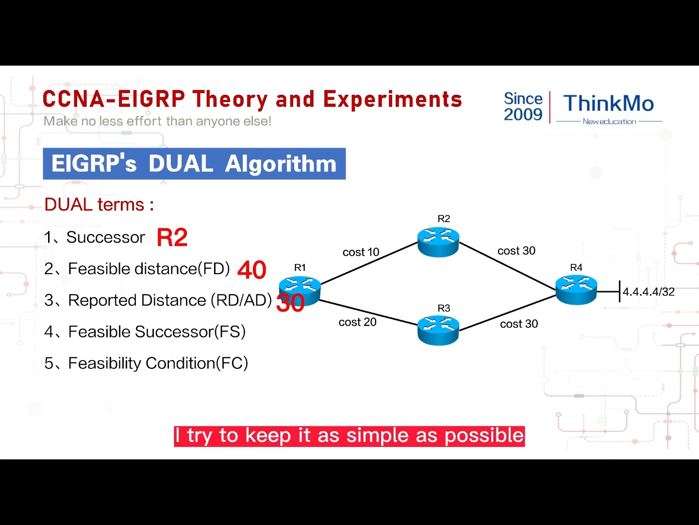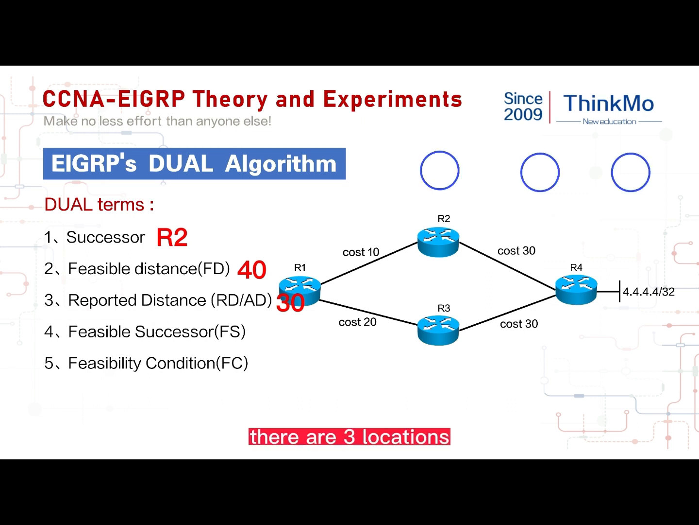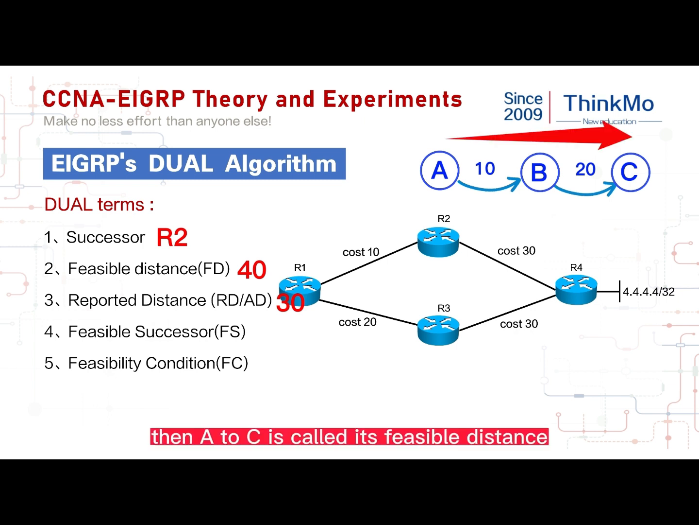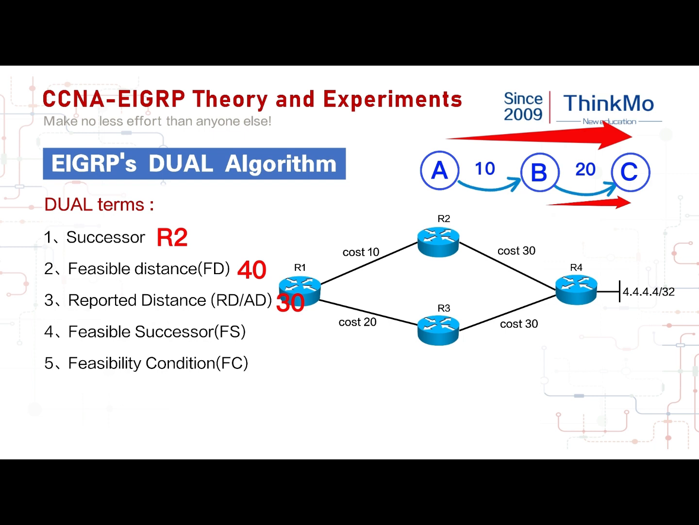I try to keep it as simple as possible. For example, there are 3 locations. Suppose this is A, this is B, this is C. It means A to B is 10 meters. B to C is 20 meters. Then A to C is called its feasible distance. B is the successor router of A. Feasible distance from B to C is called the advertised distance of A.